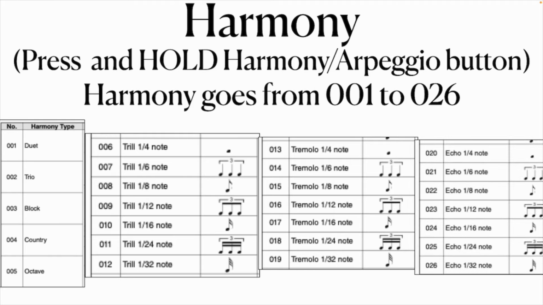And finally is echo. You play a note and you hear it echoed. And this controls how fast that echo comes back and how long it lasts. This will make more sense when you hear it at the end of this video. Okay, that's the harmony, 1 to 26.